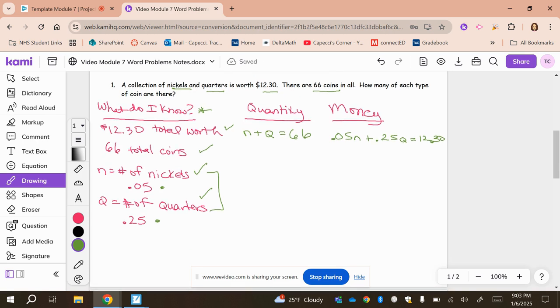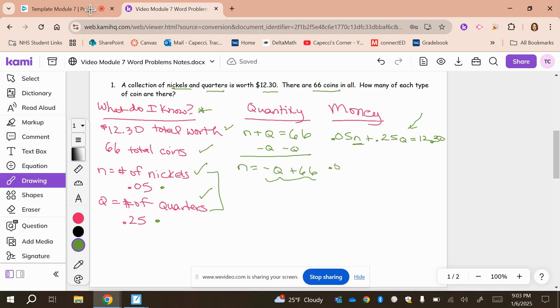Now, at this point, you can use substitution or elimination. Does not matter, whichever one you prefer. Because I have a money amount and I'm dealing with decimals, I'm going to stick with substitution. So I'm going to bring Q to the other side. You can solve for Q if you like. In this case, I'm solving for N: N equals negative Q plus 66. Now, in my other equation, wherever I see an N, I'm going to substitute this value.